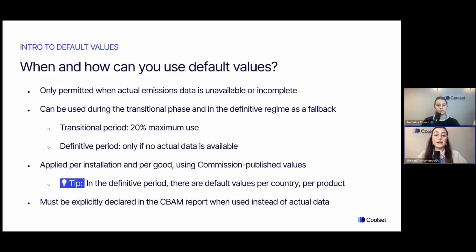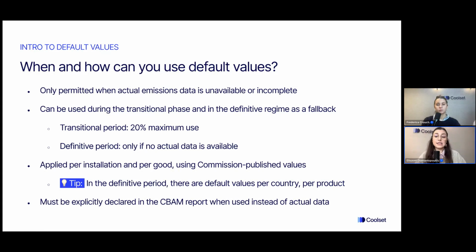Or potentially you might come to the conclusion that it's unreliable data that your suppliers gave to you. During the transitional period, there was this 20% of total embedded emissions cap, and this was meant to balance out at the beginning how much of the reporting was through default values and how much was with actual data. But during the definitive phase, this logic changes, and there is no cap on how much you can use them, but that's not because the default values are free to be used, but because their usage is not the default, like it should not happen in an ideal scenario at all.